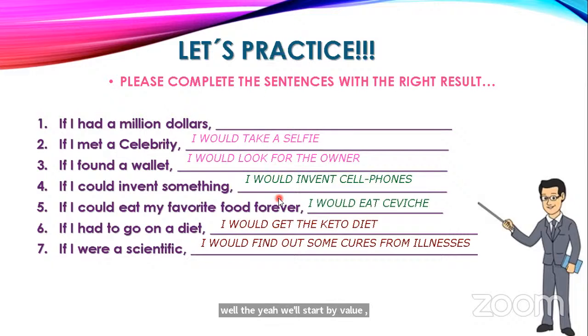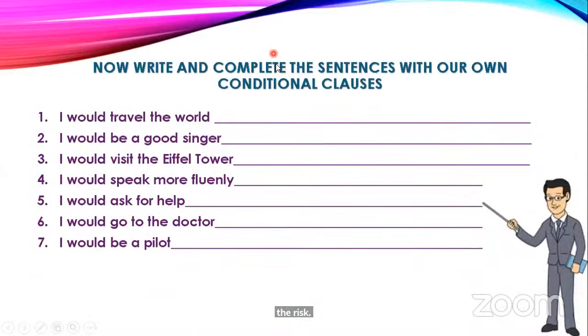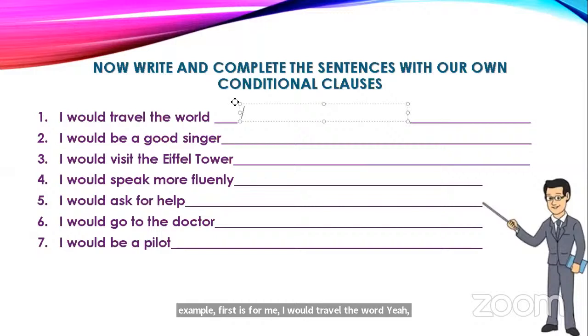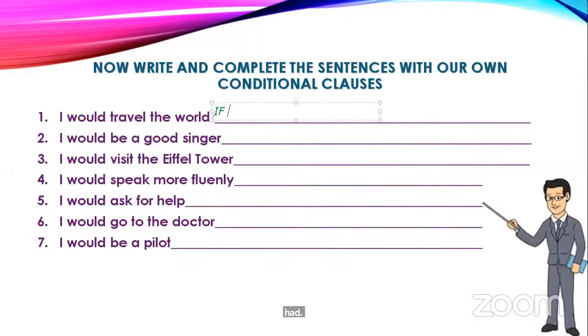Okay, guys, so good job. Thank you. Now, let me give you the result. Les voy a dar ahora el resultado y ustedes me van a dar la condición. Example, first is for me. I would travel the world. Viajaría al mundo. Ahora yo pongo la condición. Ustedes invéntense la condición.